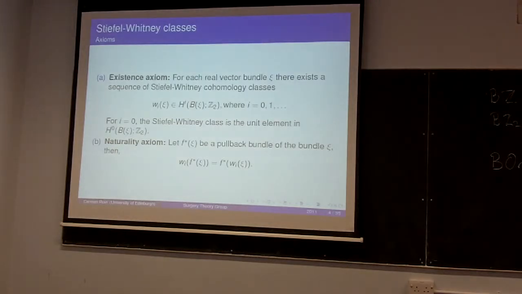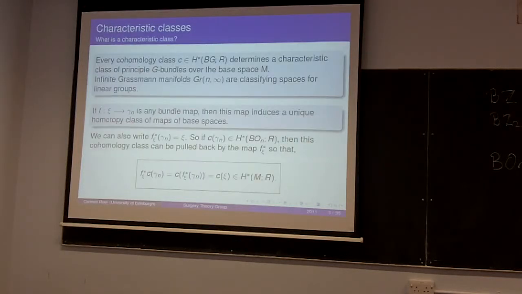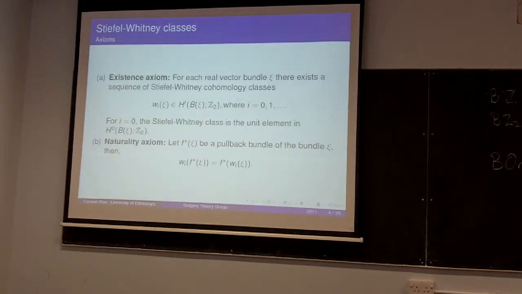As axiom B, we have the naturality axiom that I was talking about just a moment ago, and as you see, we have here the pullback construction in the same sense as we had it in the previous slide, only that here we are referring it to the Stiefel-Whitney classes. So this is a very, very important axiom.